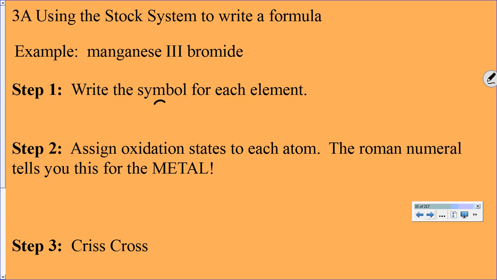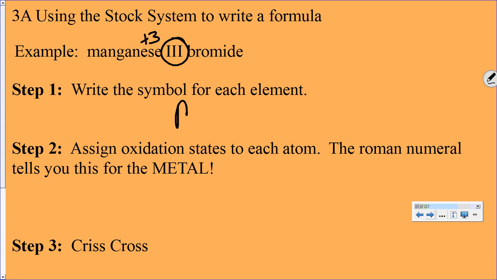Now, what the Roman numerals actually tell us is the charge of the metal. So this is actually not a hard type of naming. I think students try to make a little bit more out of it than it is. When we say the name manganese 3 bromide, this Roman numeral 3 is just telling me the metal's charge is +3. You don't even need to look at the periodic table for manganese's charge here.